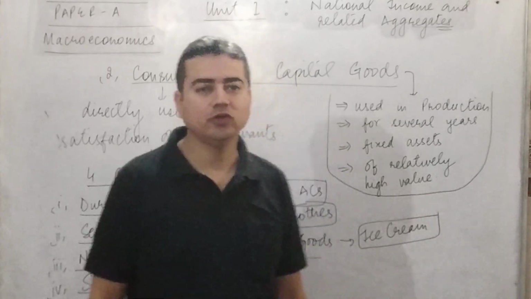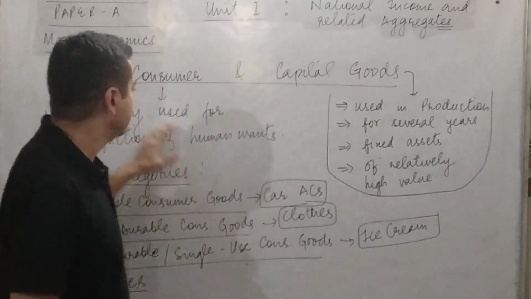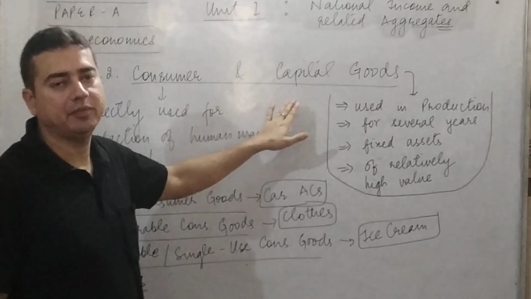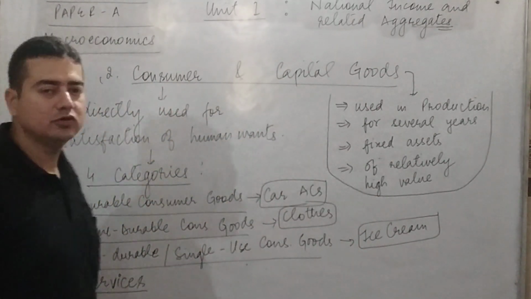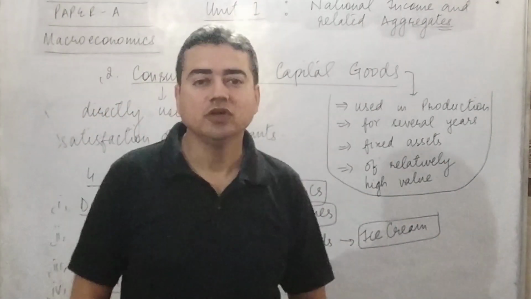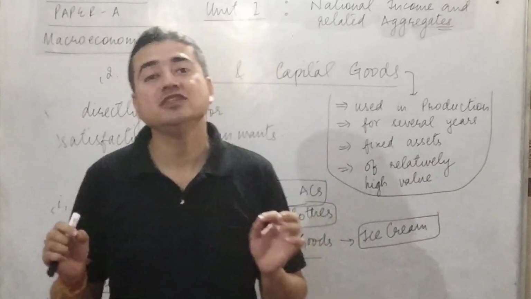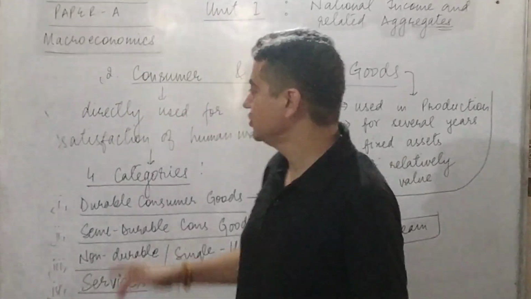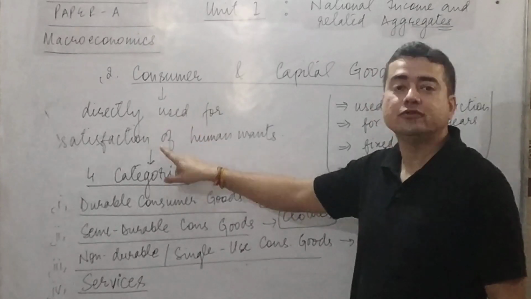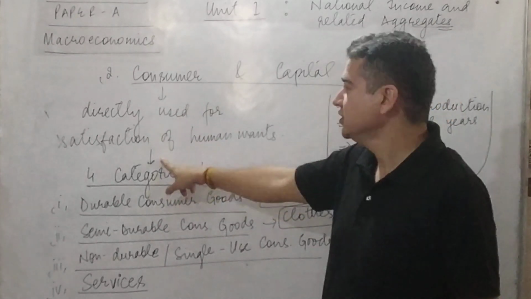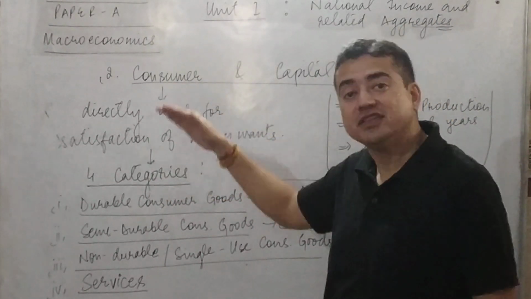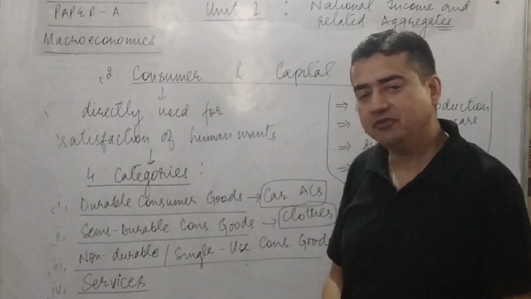Now we would move on to the second category of goods, that is consumer and capital goods. Now what are consumer goods? Consumer goods are those goods which are directly used for the satisfaction of human wants. Now these consumer goods are further categorized into four different types.